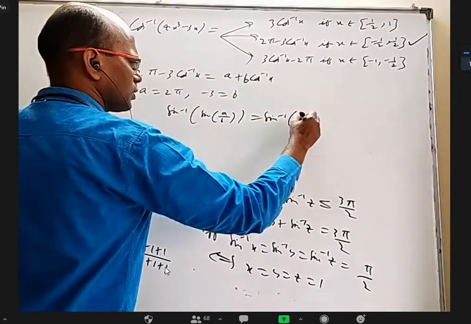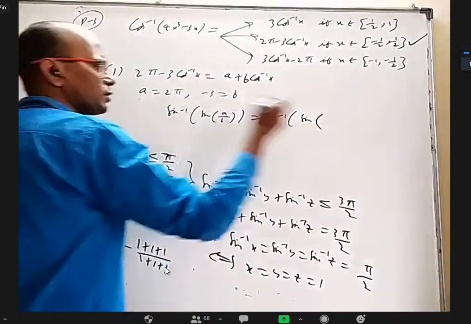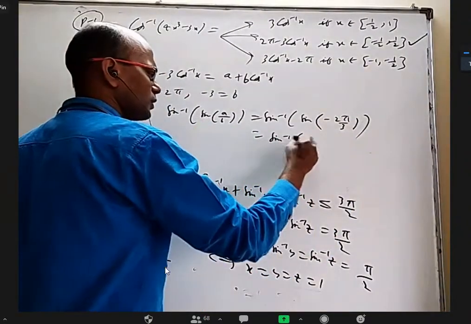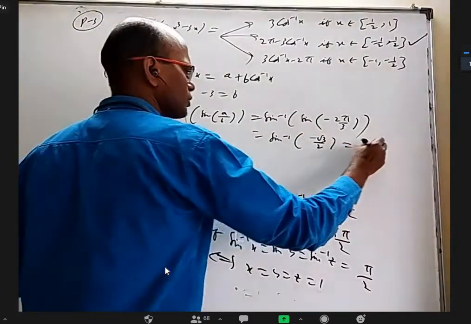That is sin inverse (a by b) is a minus 2 pi by 3. Sin of minus 120 degrees is minus root 3 by 2, which is minus pi by 3.